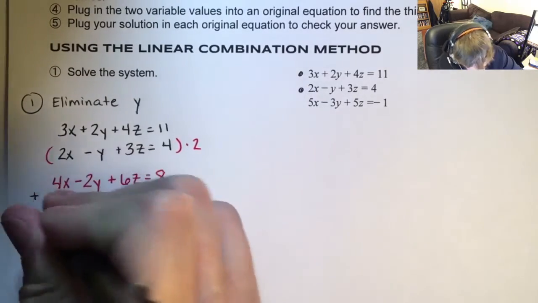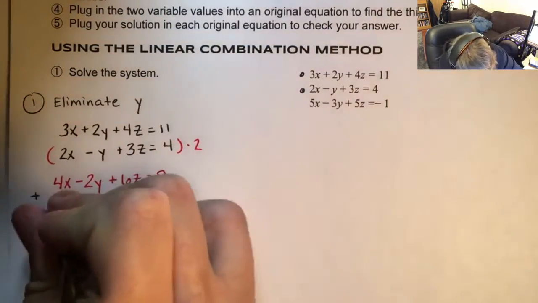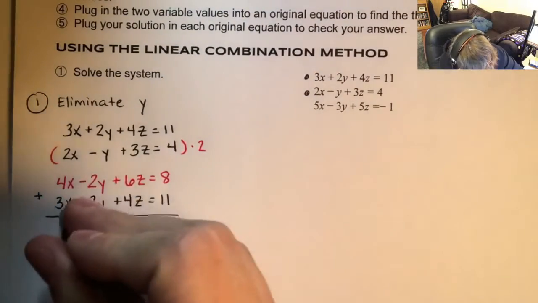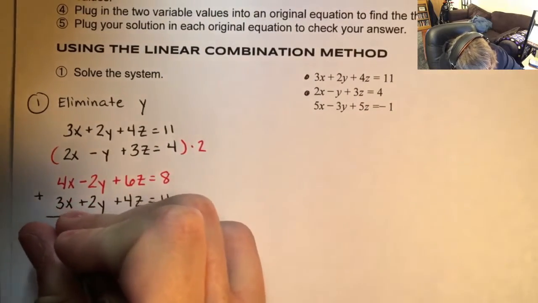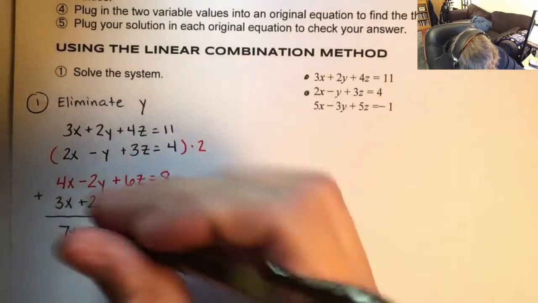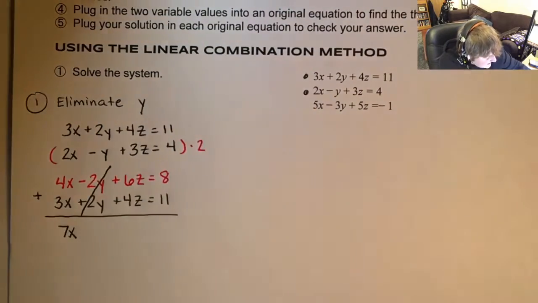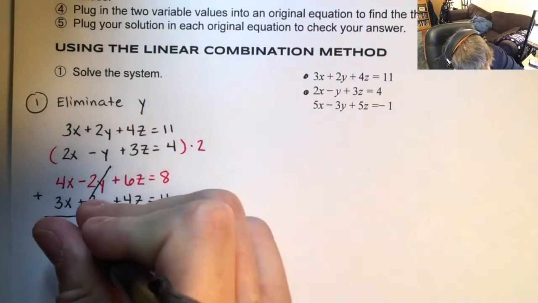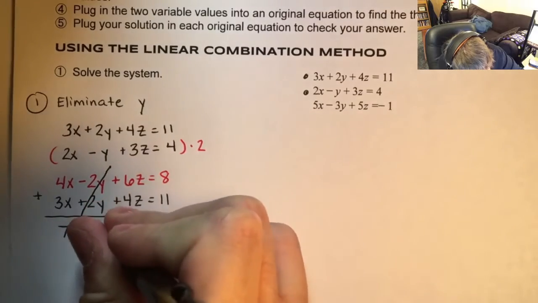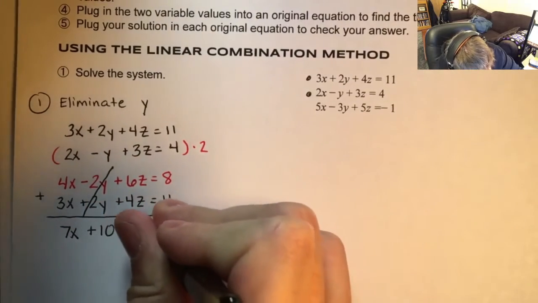Just like the elimination method in 1.3, I'm going to add these equations together. When I add these equations together, 4x plus 3x is 7x. Negative 2y plus 2y, well, those are opposites. They add to 0, so they just cancel out. And then this is 10z, and then this is 19.